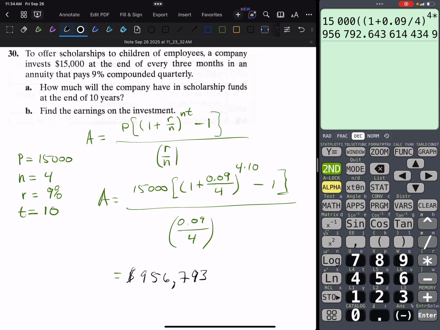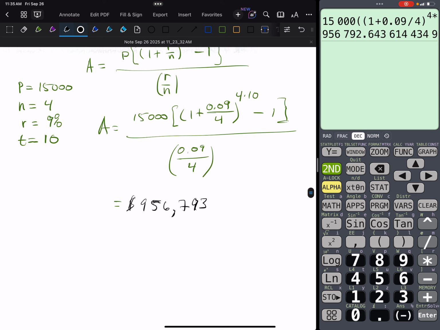Okay. That seems like a pretty good value. Now the question is, what are the earnings of this investment? What does that mean? That means how much, well, interest did it earn, right? Because we want to find out what's the difference between the money we put into it, how much money the company actually had to put into it, and then how much extra money was earned by the investment. And so there is a difference.